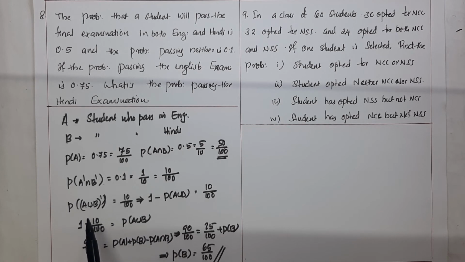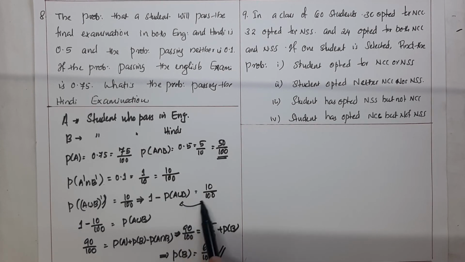The probability of the complement of an event is found using the formula 1 minus the probability of that event. Suppose P of A complement means 1 minus P of A, and P of B complement means 1 minus P of B. Similarly, P of A union B the whole complement means 1 minus P of A union B, which is equal to 10 by 100. Now shifting this term to the right and that to the left side. Therefore 1 minus 10 by 100 is equal to P of A union B.